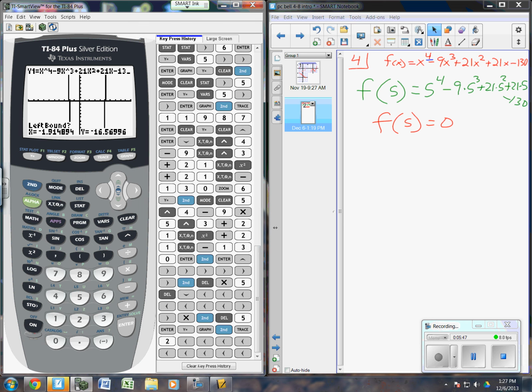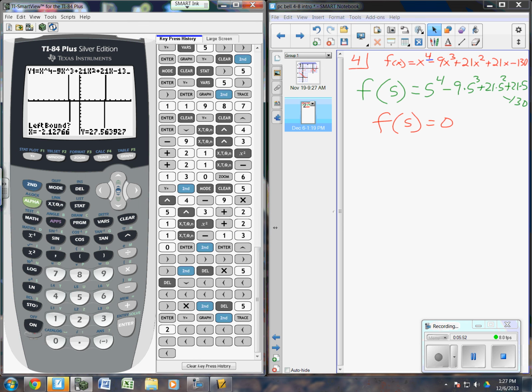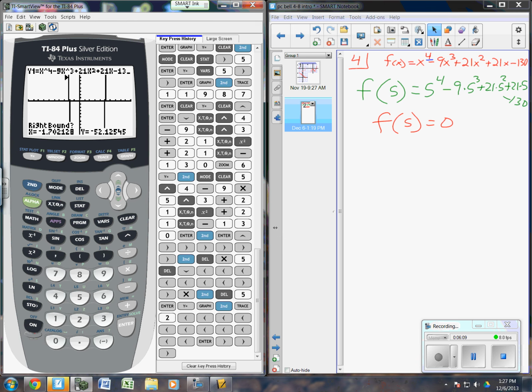So my cursor is just below the axis, and this next time it might even jump to be positive. Okay, it does. It jumps clear up to 27. I'm going to go one more line to the left, up to 81, and hit enter for my left bound. It marks it with an arrow. Now it's asking me for a right bound. I'm going to go to the right. Now I'm below it, so I'm going to go one more below it, down to negative 52, and hit enter. It marks my right bound.